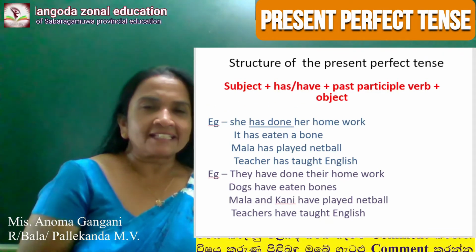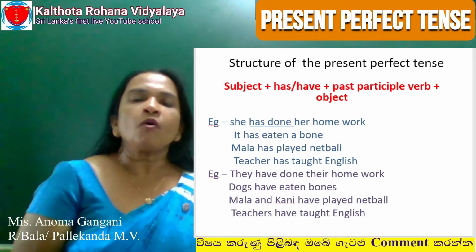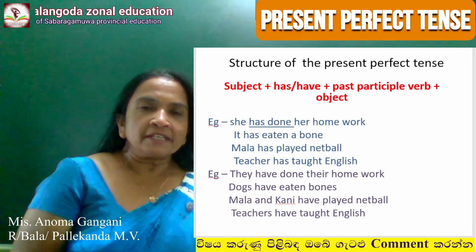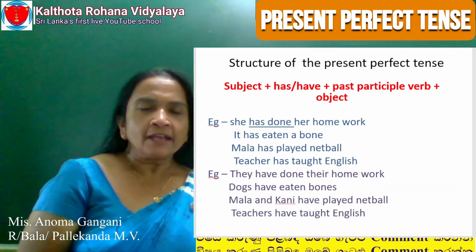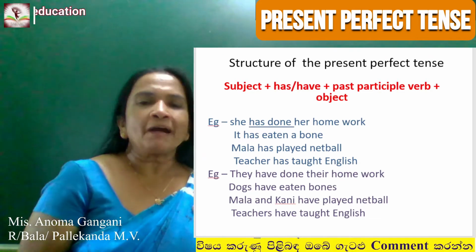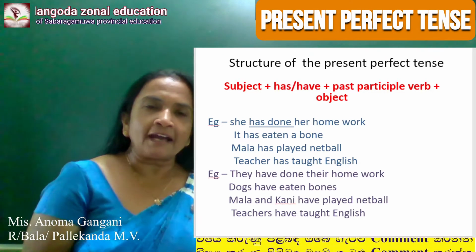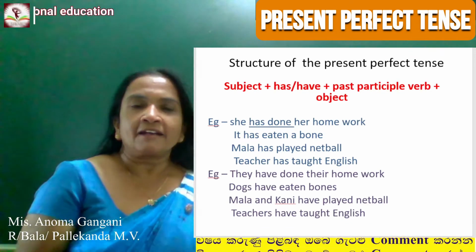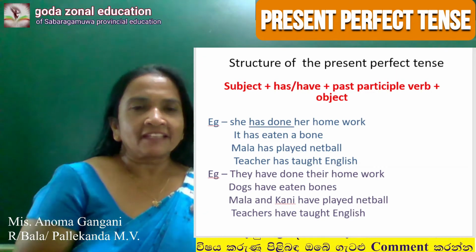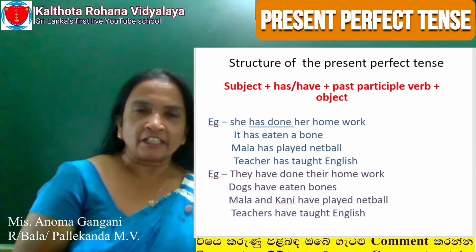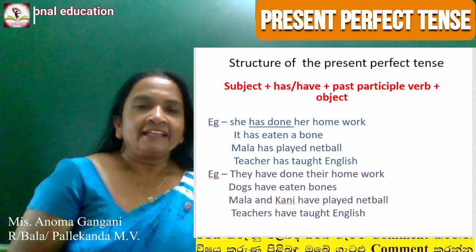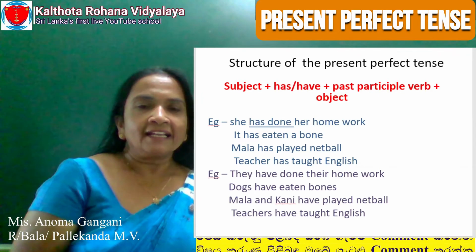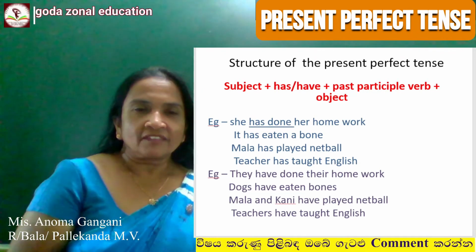Now look at the example, please. She has done her homework. We use the subject she. It's singular, so we use the helping verb has and the past participle verb. It's the same with Mala and teacher. We use has because all are singular subjects. Can you read that? She has done her homework. It has eaten a bone. Mala has played netball. Teacher has taught English.